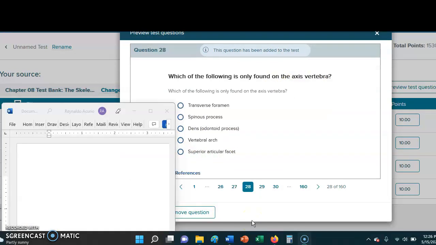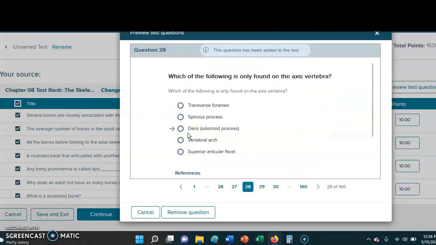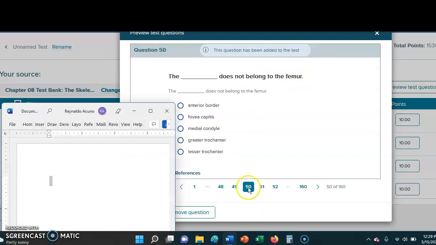Next question, which one of the following is only found on the axis vertebrae? Okay, let's wait 5 seconds. So let's take a look at this in the figure, and we have dens. So you're going to find the dens only in the axis, which is the second cervical vertebrae. Going back to the question, and we have dens or odontoid process that is going to be found only in the axis. Okay, next question.